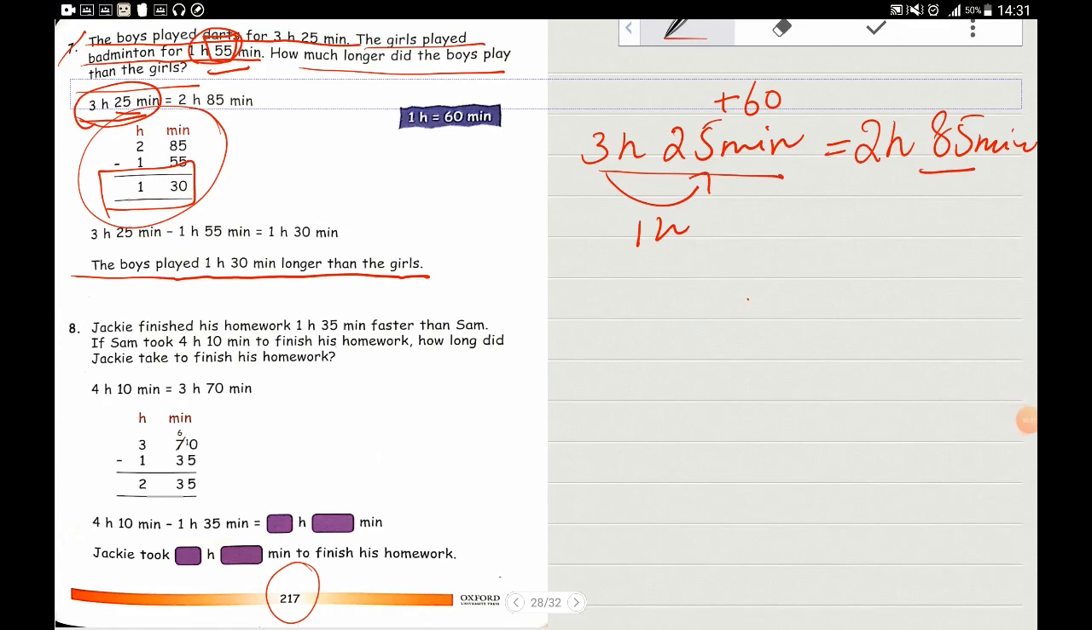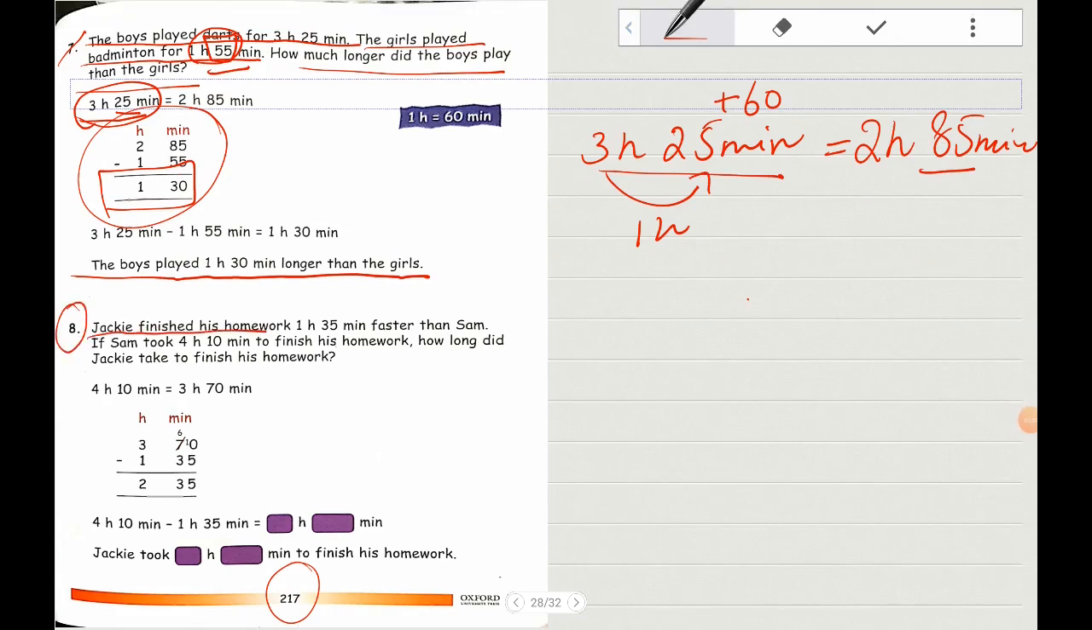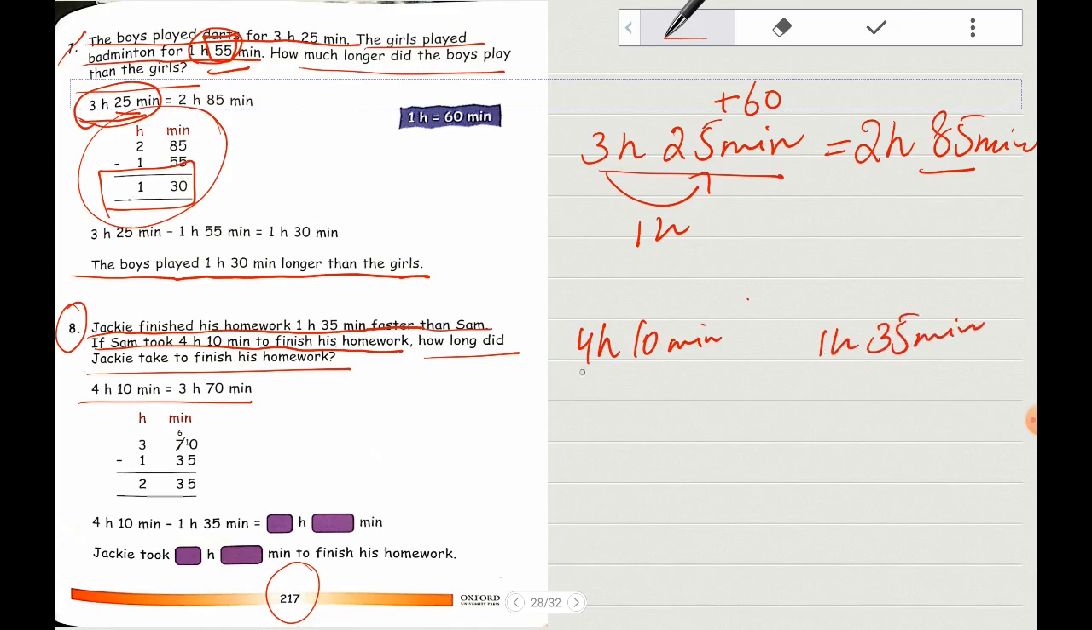Look at the next example, question number 8. Jackie finished his homework 1 hour 35 minutes faster than Sam. If Sam took 4 hours 10 minutes to finish his homework, how long did Jackie take to finish his homework? Now again in this question you can see that 4 hours 10 minutes is the greater time and 1 hour 35 minutes is the smaller time. But the greater time has smaller minutes and the smaller time has greater minutes, like 35 minutes. So you will take borrow in the greater time, that is 4 hours 10 minutes.